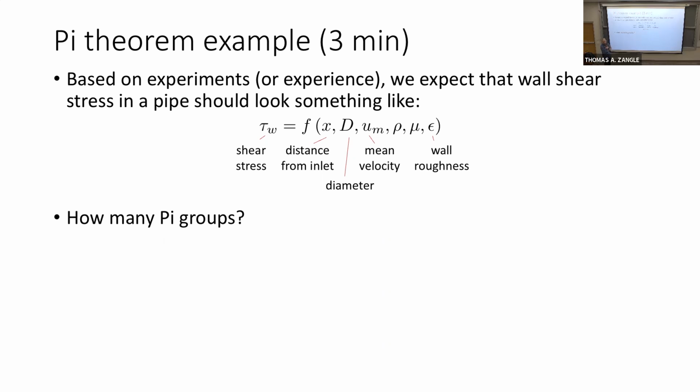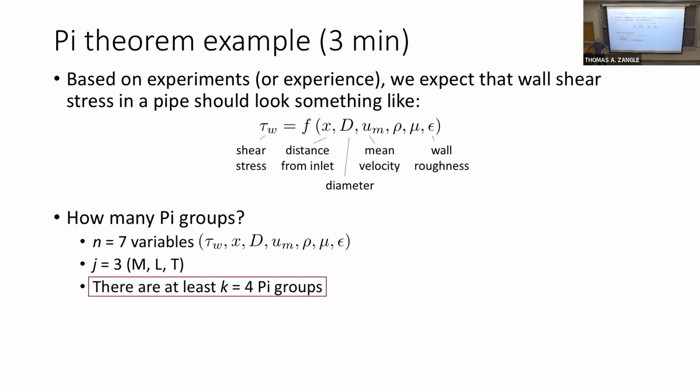Okay, we're running out of time, and I definitely don't want to go over time because I know you have other stuff going on today. So what do we get for n? How many variables are there in this problem? 7. Okay, how many dimensions or fundamental quantities are there? 3. So how many pi groups? 4, right? Yeah. So 7 variables, 3 dimensions, so 4 pi groups.